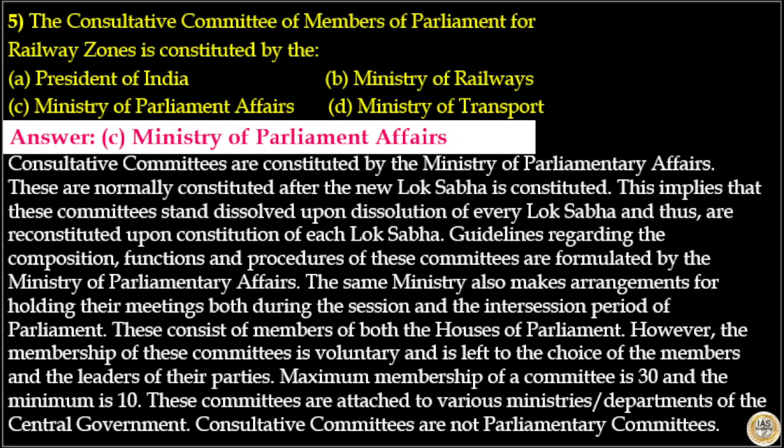However, the membership of these committees is voluntary and is left to the choice of the members and the leaders of their parties. Maximum membership of a committee is 30 and the minimum is 10. These committees are attached to various ministries or departments of the central government. Consultative committees are not parliamentary committees. So here the answer to this question is option C.